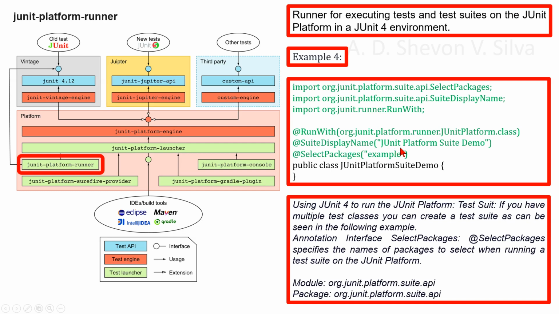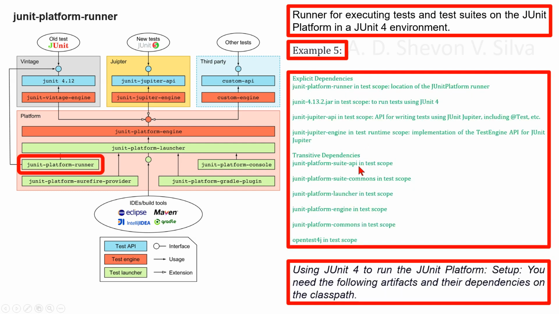As an example 5, we can consider this: using JUnit 4 to run the JUnit platform. For setup, you need the following artifacts and their dependencies on the classpath. Explicit dependencies: JUnit platform runner in test scope, the location of the JUnit platform runner; junit-4.13.2.jar in test scope to run the tests using JUnit 4; JUnit Jupiter API in test scope, the API for writing tests using JUnit Jupiter, including @Test, etc.